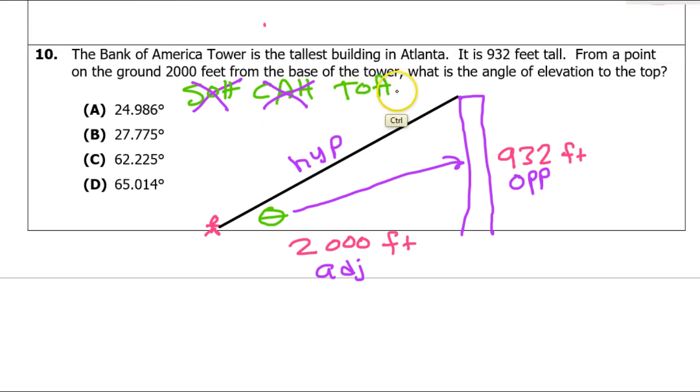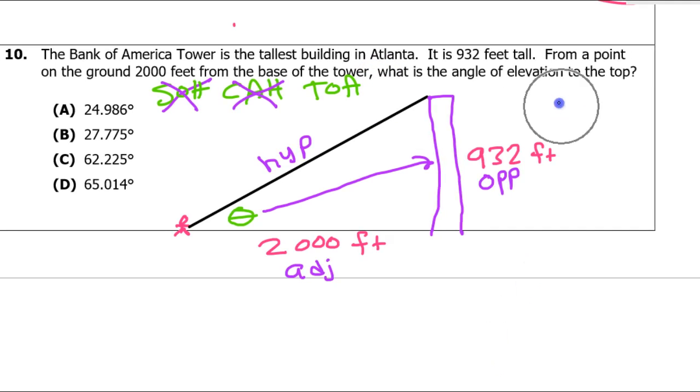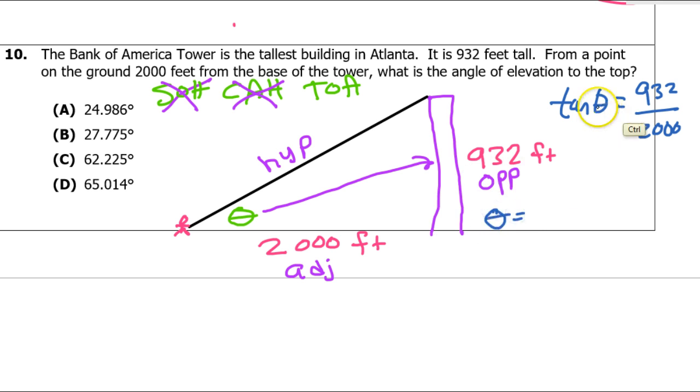Tangent is opposite over adjacent. So that tells me tangent of the angle that we're looking for is equal to opposite over adjacent. So that's 932 over 2,000. So this is another situation where the variable is inside the function. So if I want to find that variable, I need to do the inverse trig function. So I'm going to do the inverse tangent of 932 over 2,000.